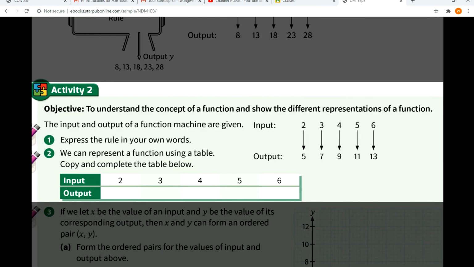Okay, so they told us that when the input is 2, the output is 5. So block 2, level 5 is exactly here. Put a cross. Block 3, level 7. Block 4, level 9. Block 5, level 11. Block 6, level 13. Oh no, not enough space. So extend your y-axis a little.